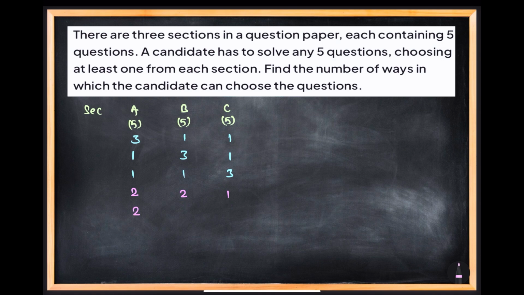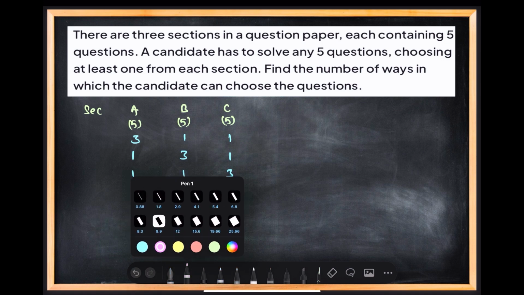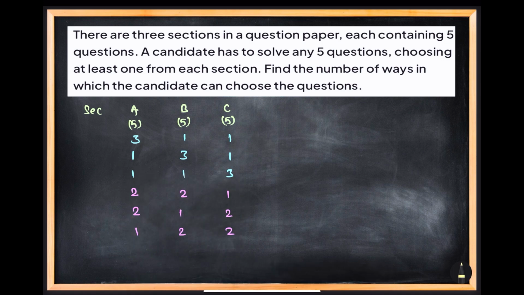We can also go with 2, 1, 2. We can also go with 1, 2, 2. So these many ways are possible. Now let's write down the required result. So the required number.